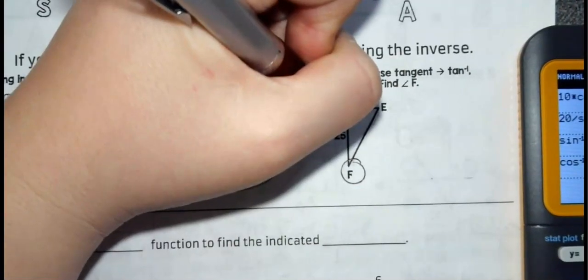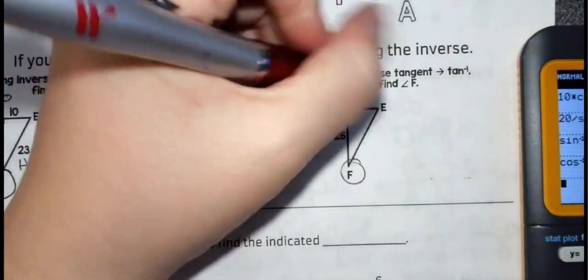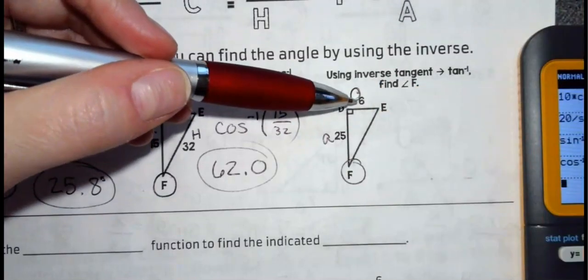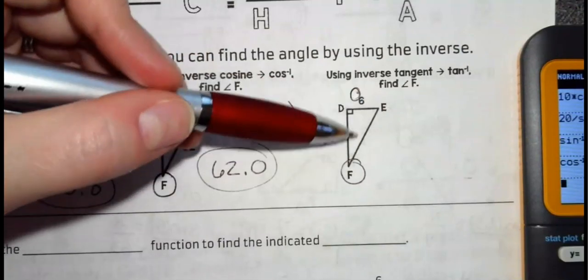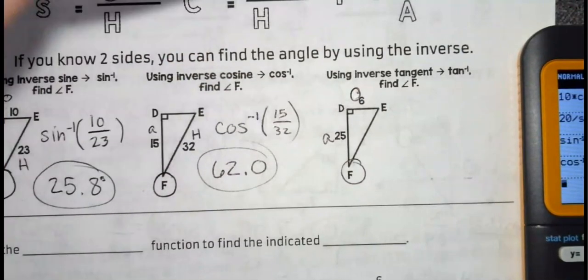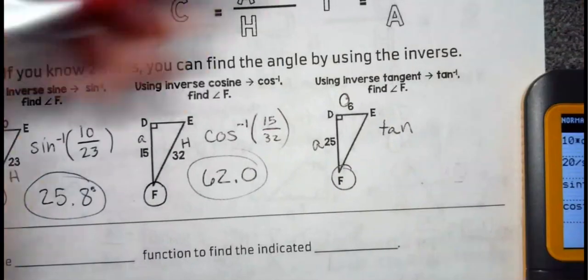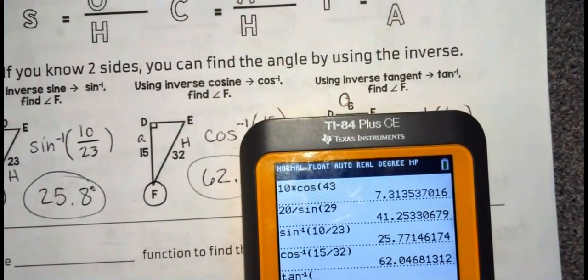All right, A, oh, that's not A. What am I doing? That's O. All right, 6 is O because it's on the opposite side of the triangle. 25 is A because it is a leg, so it's not the hypotenuse, but it touches, or is right next to, angle F. So we're going to use tangent this time because we do not have the hypotenuse. We only have O and A. Tangent inverse of 6 over 25.